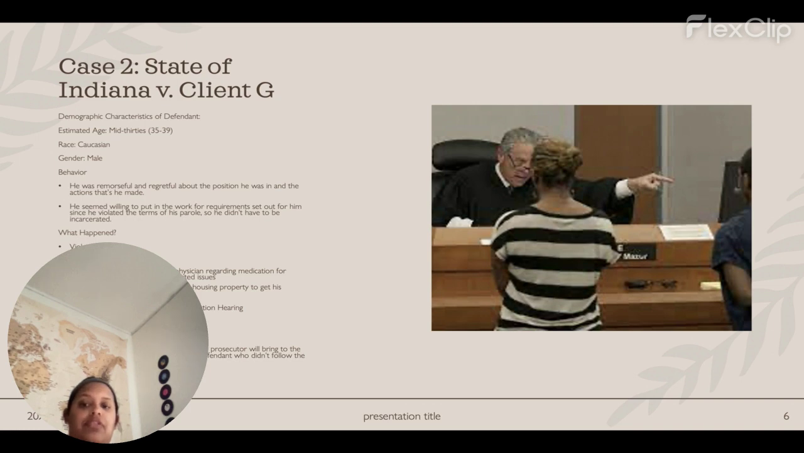So the type of proceeding was a virtual probation violation hearing. It lasted about 30 to 40 minutes. The location was the Shelby Superior Court here in Indiana. And the probation violation hearing is when the prosecutor will bring to the judge the details and evidence of the defendant who didn't follow the terms of their probation.